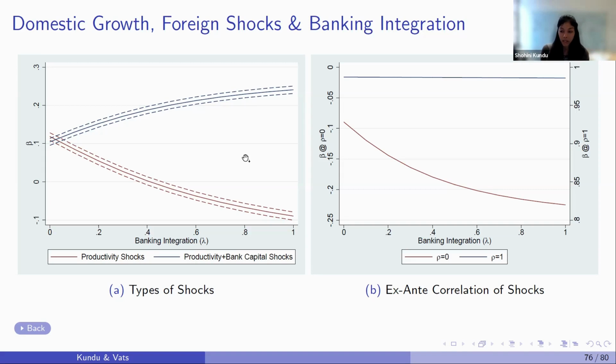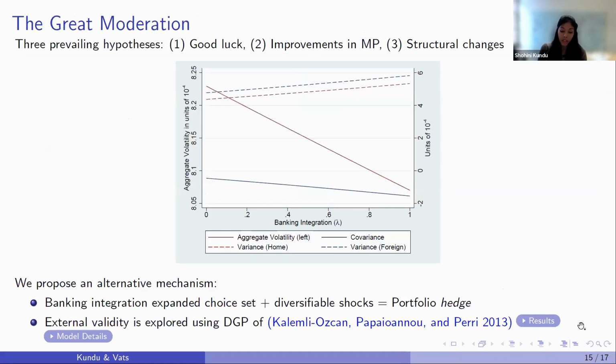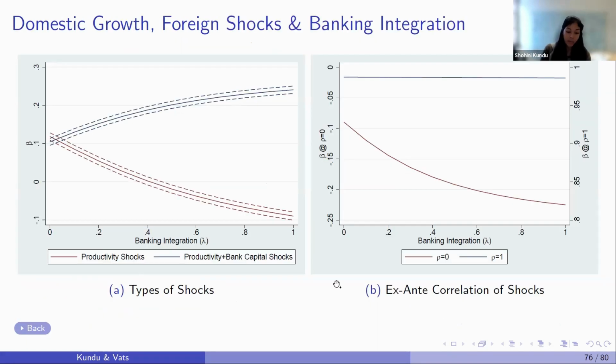And so we calibrated this to a model of Kalemli-Ozcan, Papaioannou, and Perri, and then do some exercises where we show that if there are exclusively productivity shocks and you have more banking integration, then theoretically it can lead to a reduction in aggregate volatility. But if you have both productivity and bank capital shocks, it can go in the opposite direction. So what matters is the correlation of shocks in addition to the degree of banking integration.